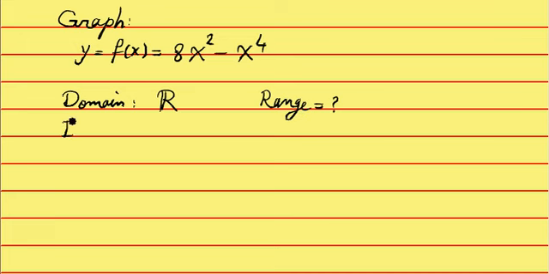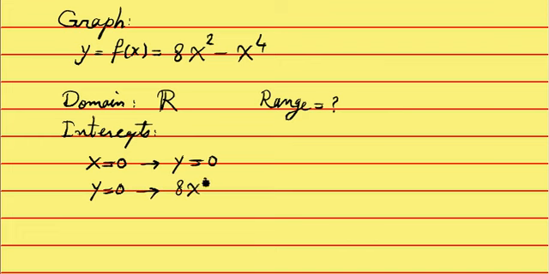How about the intercepts? Intercepts of this function, I set x equal to 0. That gives me y is equal to 0. So when you place x equal to 0 here, y is equal to 0, that tells you you're passing through the origin. Now we turn the table around. I set y equal to 0. If y is equal to 0, I'll get 8x squared minus x to the power of 4 equal to 0. We might try to factor this. It's going to become x squared times 8 minus x squared equal to 0.